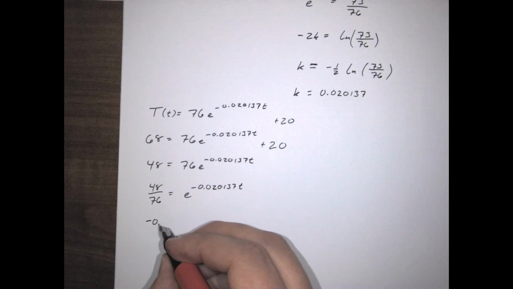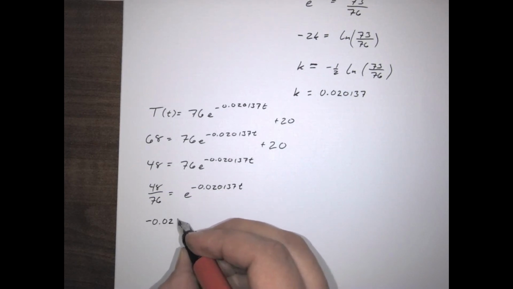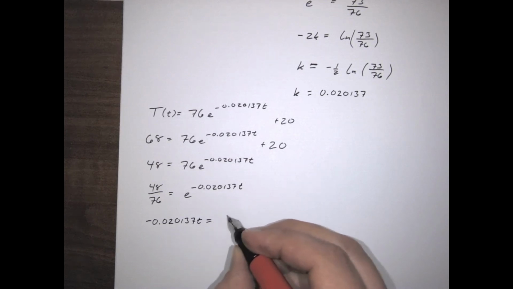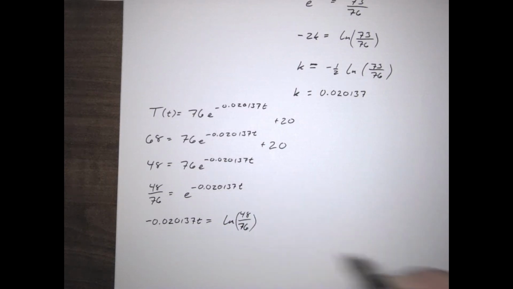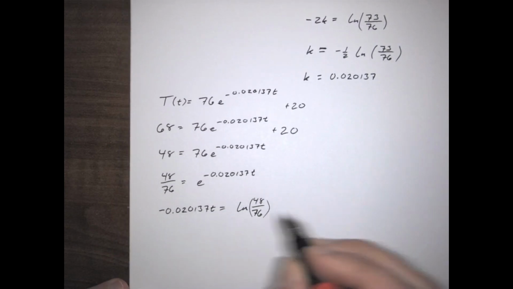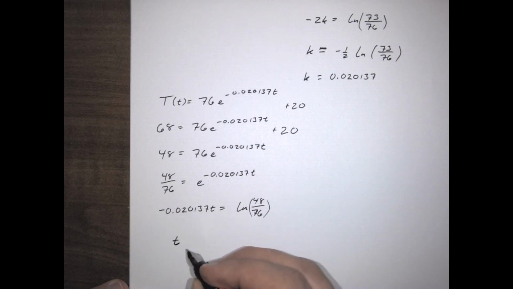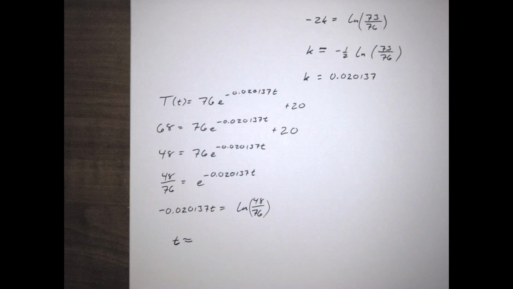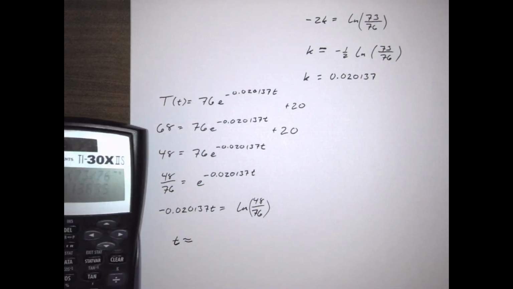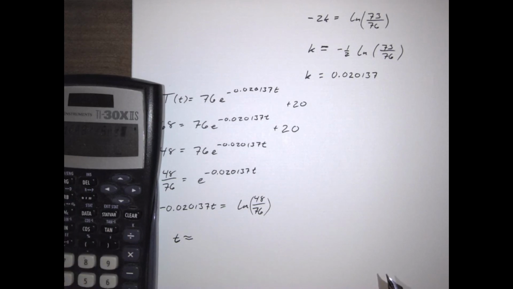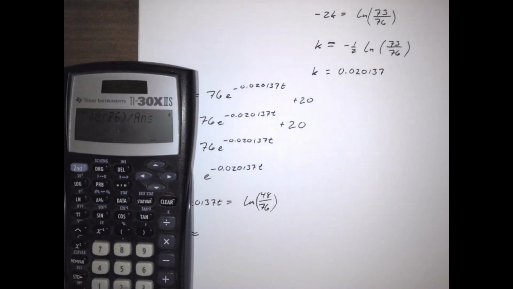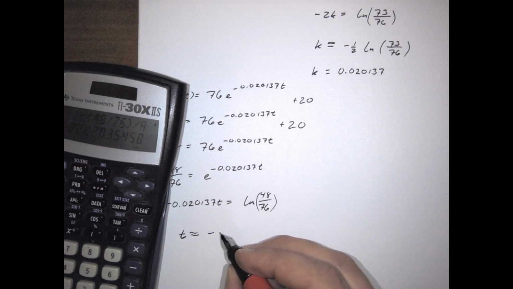So now what do we have? Negative 0.020137 t equals the natural log. So we're just going through some very stereotypical steps here in the process. Take the natural log to cancel the exponential. That's what it's for. And then you divide by that and you get t is approximately equal to. And notice that number is already there on my calculator, so I might go ahead and avail myself of that. Natural log 48 divided by 76 divided by answer. The only thing I'm missing when I do that is the negative, but I can remember to put that in. So what do we have? Negative 22.8.